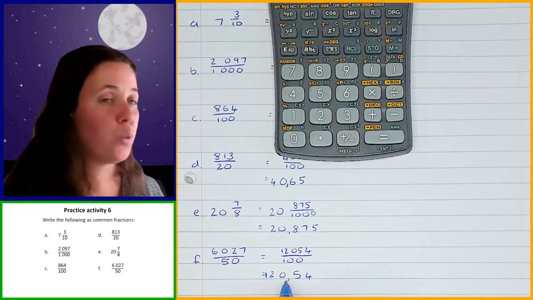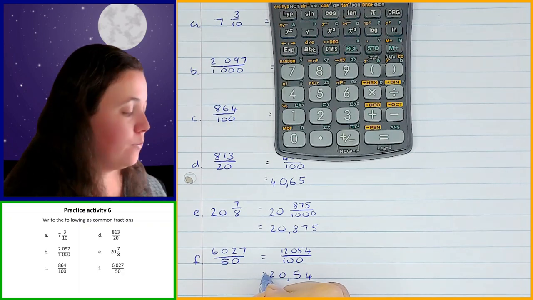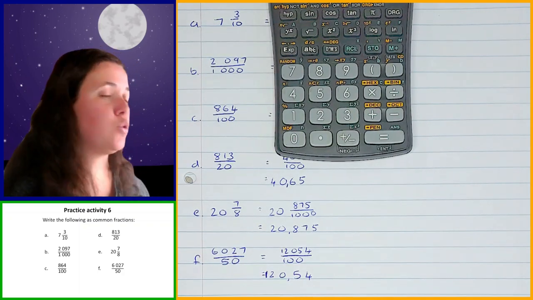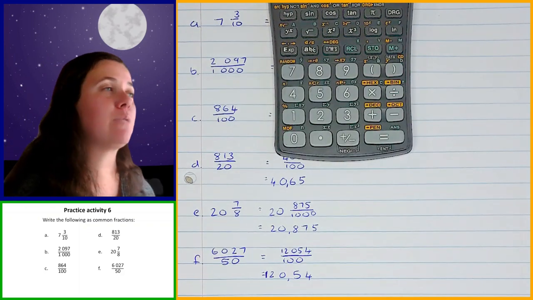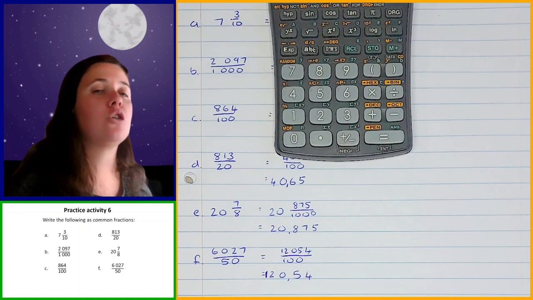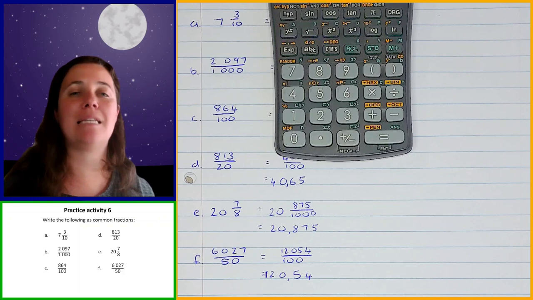So that gives me 120,54. It's a bit hard to see. So 120,54. Right, so that's what you should have got for each of those. So that is converting between common fractions and decimal fractions.